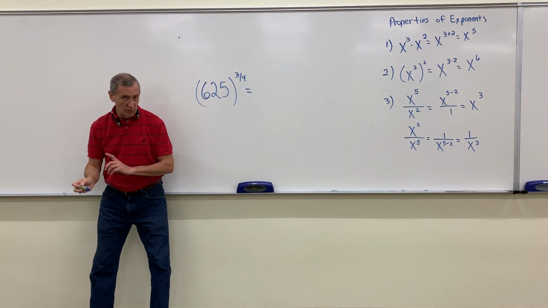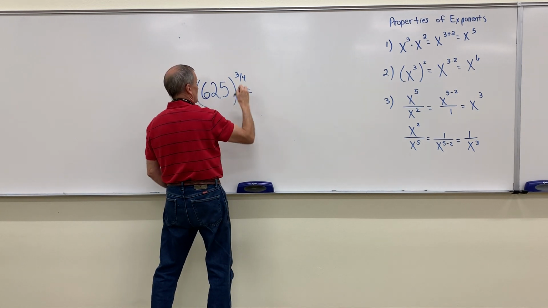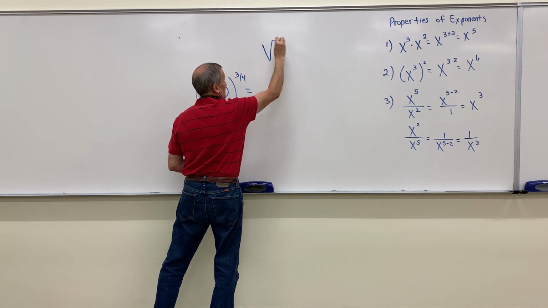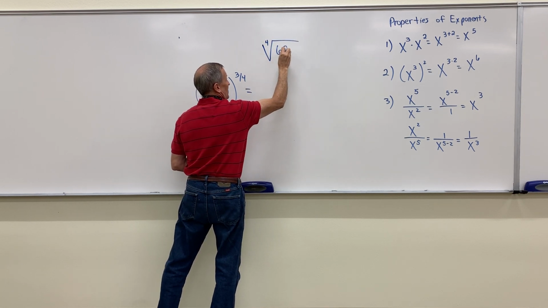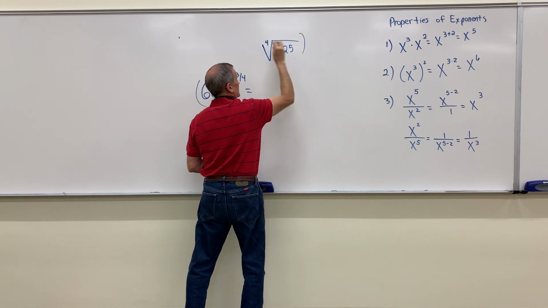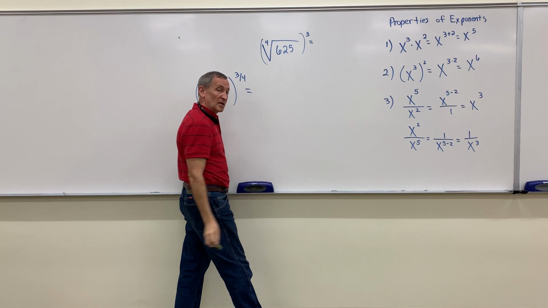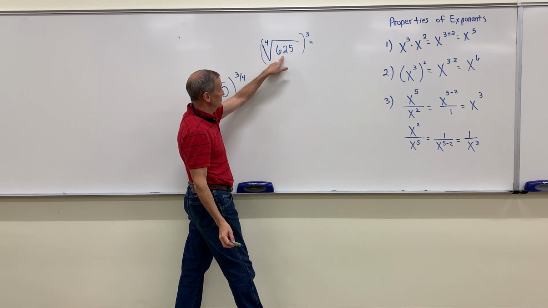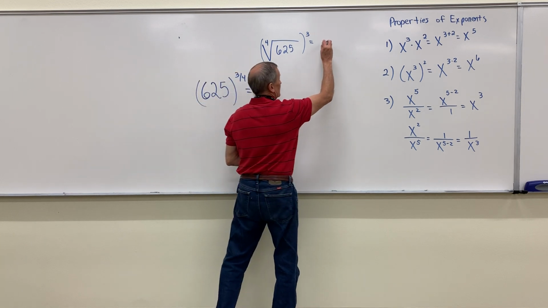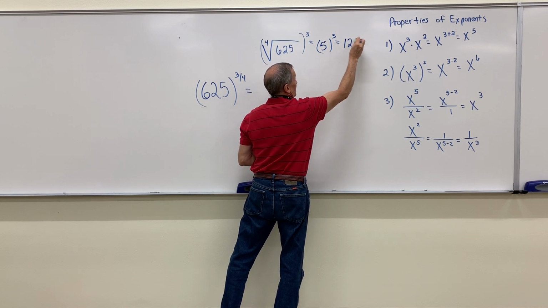Now you can do this a couple of ways. Obviously one way is the 4th root of 625, whatever that is, cubed. I look on my chart, find that the 4th root of 625 is in fact 5. I look on my chart, find that 5 cubed is 125.